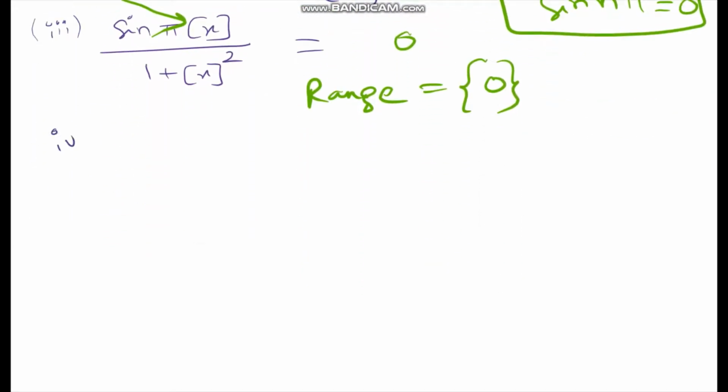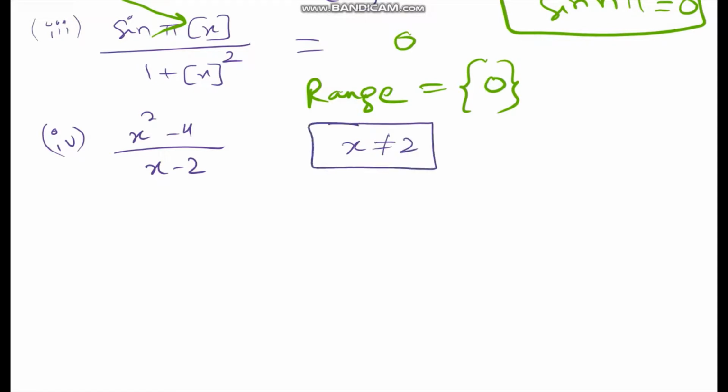Fourth one, (x square minus 4) by (x minus 2). This function is not defined for x equal to 2. So x should not be equal to 2. The domain is that x should not be equal to 2.